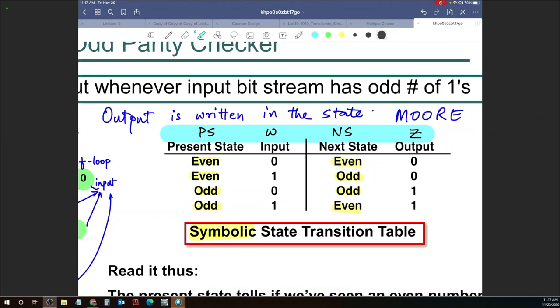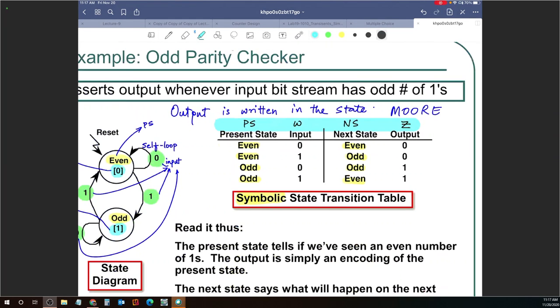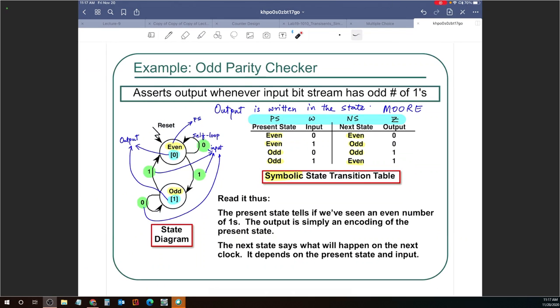What is the output dependent on? The output, you see the 0 here and the 1 here, is dependent on the present state. It is not dependent on the next state. I'm not writing 1 because it is going to go to 1. I'm writing a 0 here because it is 0 right now. So the outputs are dependent on the present state. You see this? 0, 0, 1, 1 because it is even, even, odd, odd. You guys see that?